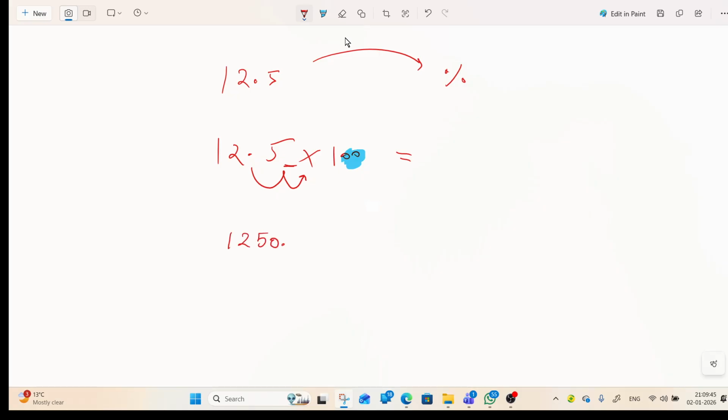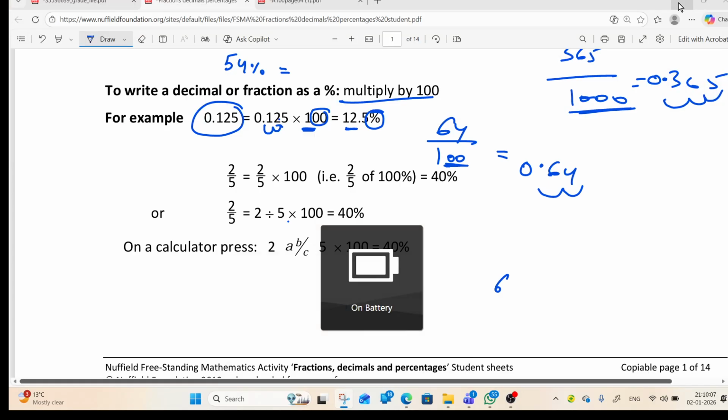And after that you have the decimal, which you can ignore because at the end you don't need to put the decimal, that does not matter. So the answer is 1250%, right? So basically if there is no digit, you need to put 0 to fill it. That is called a placeholder. Clear?